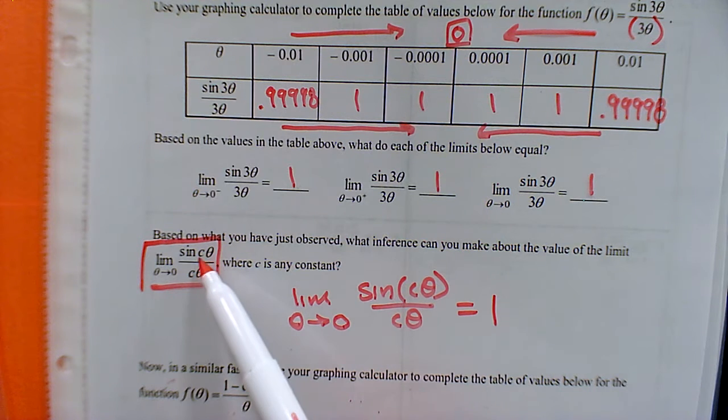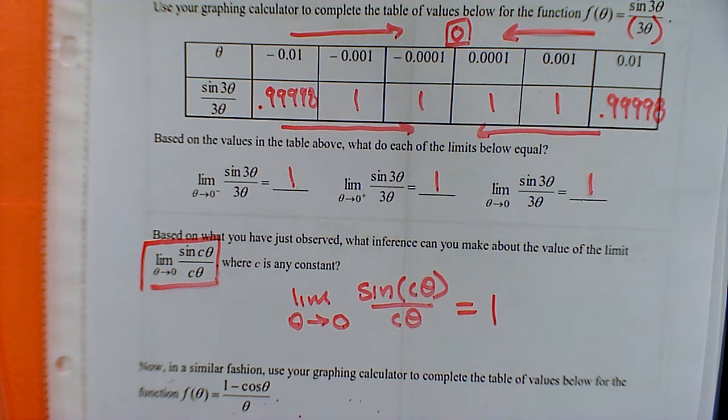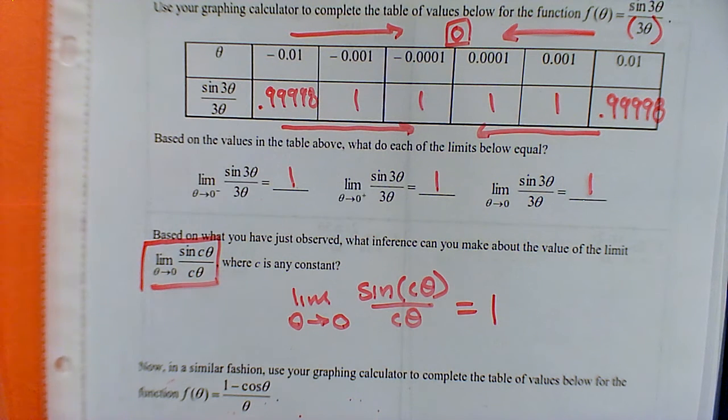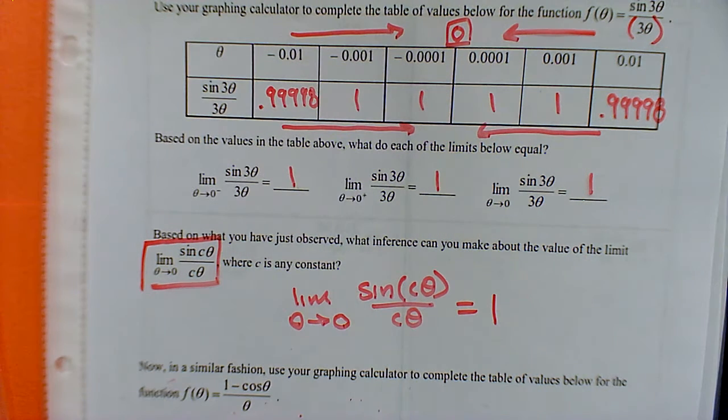Okay? As long as that constant value is the same in front of the theta variable on top and bottom, your limit will always be 1. In the first example, the c value was 1. In this second example, the c value is 3, but as long as they're the same, the limit will always be 1. So that's also something nice for us to utilize as we go through some more difficult trig limits.